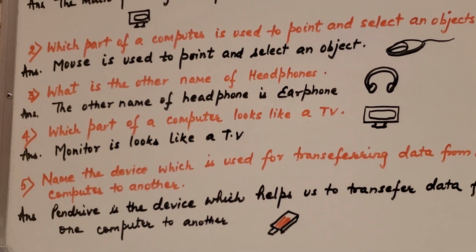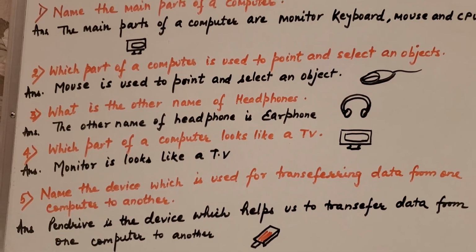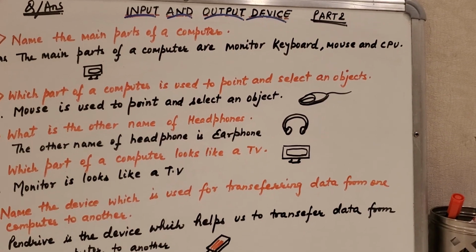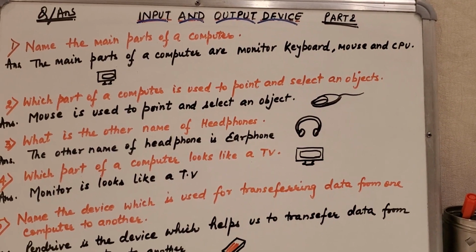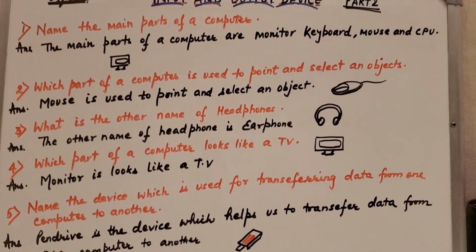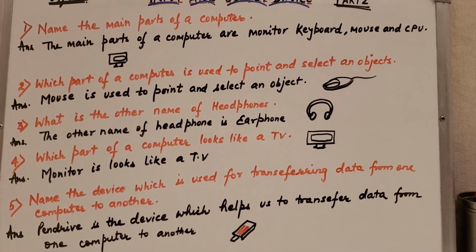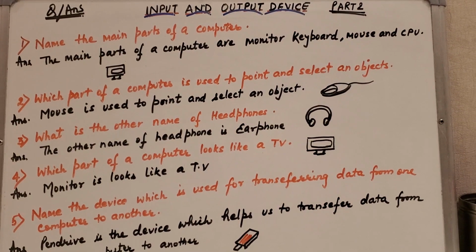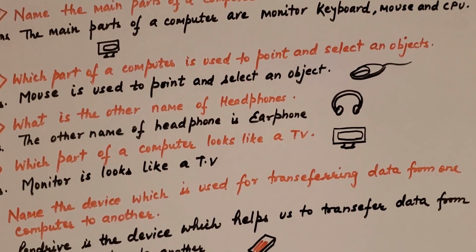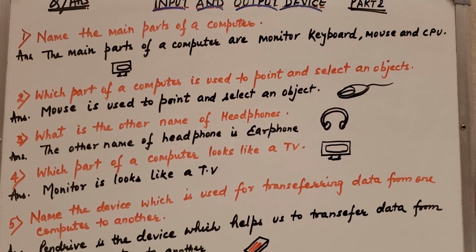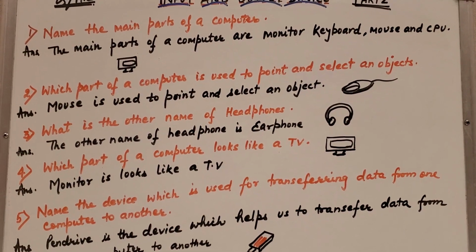So in this way we have completed all the 5 answers of the lesson input and output device. If you have any kind of doubts or trouble with the pictures I have drawn, please draw along with the answer. Write it neatly and cleanly. I have already made one video on writing and one video on drawing.